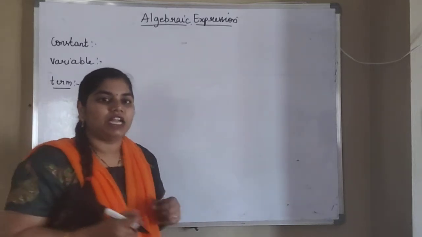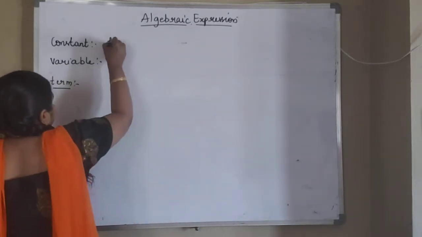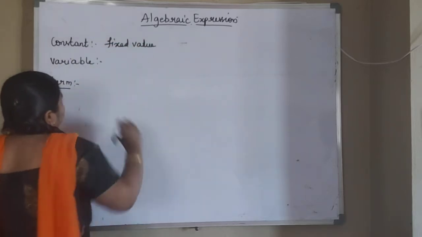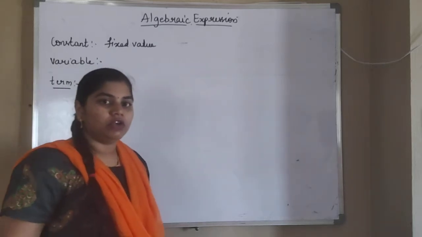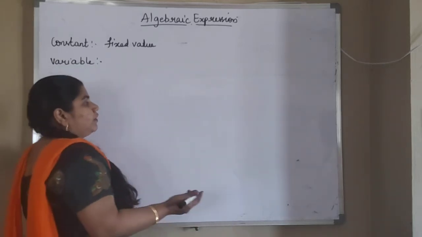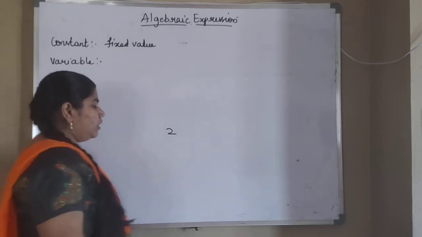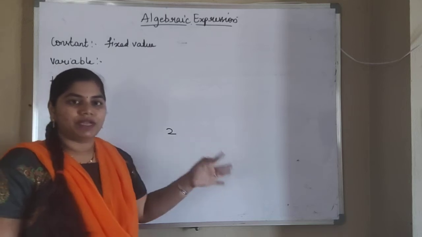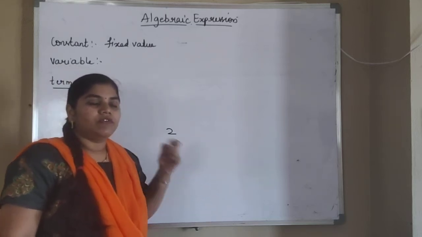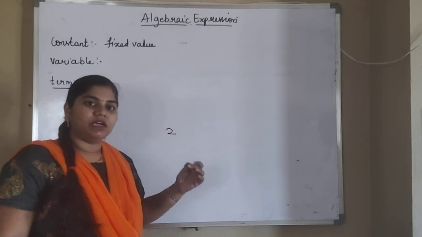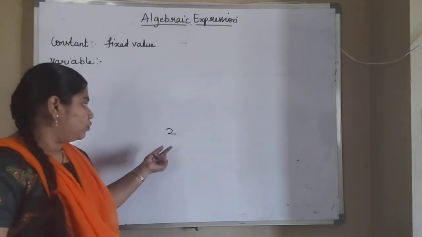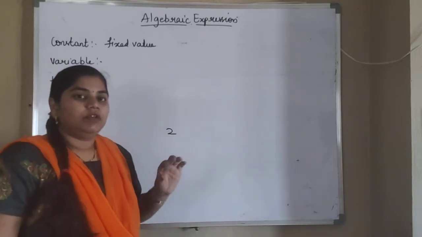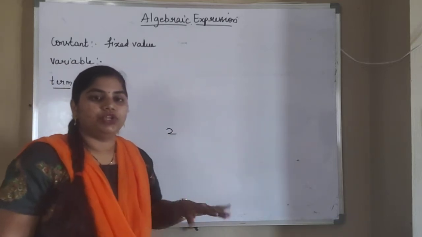Okay, so first constant. What do you mean by constant? Constant is a fixed value which can't be replaced. For example, in place of 2 you can't tell it as 3. In the same way, in place of any number you can't change that number into another number. So 2 is a fixed value there. In place of 2, only 2 should be there. In place of 2 you can't keep 3 or 4.